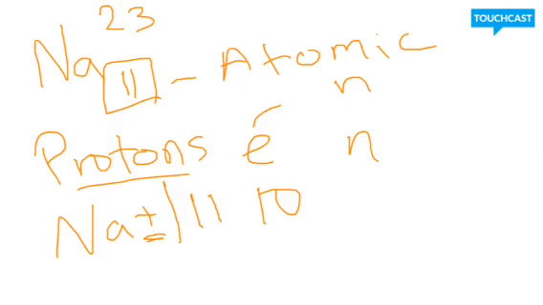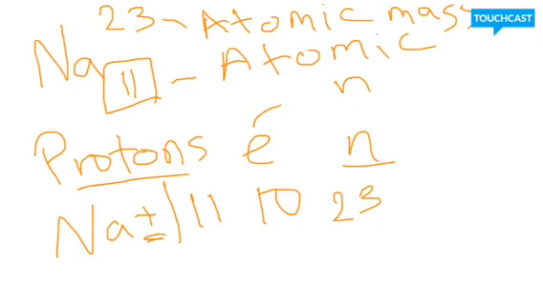Therefore, 11 minus 1, it's equal to 10. Okay, now here, they're asking for the number of neutrons. Okay, so here we have the atomic mass, which is the big number. So to work out the number of the neutrons, we subtract the atomic number from the atomic mass. Okay, so it's 23 minus 11 equals to 12 neutrons. Hope that makes sense.